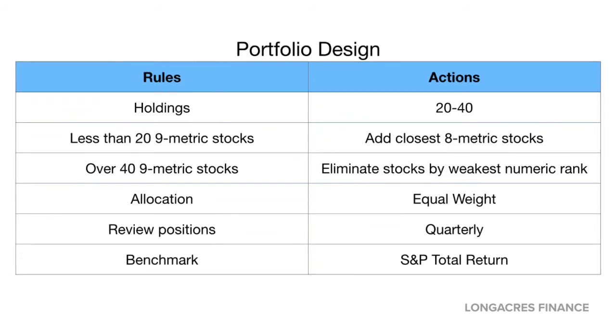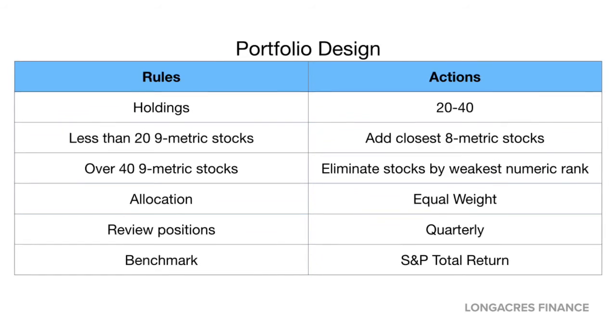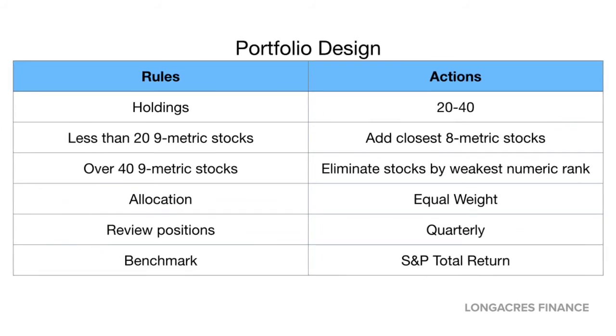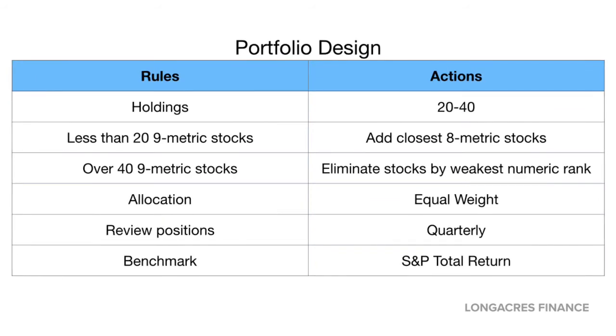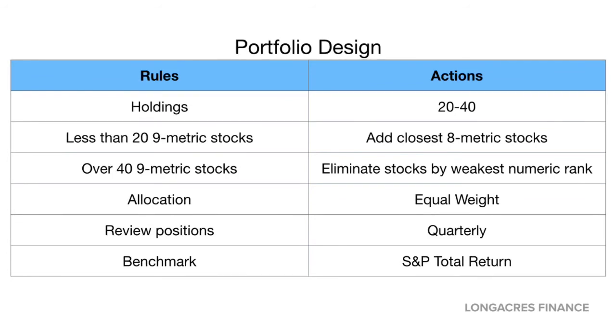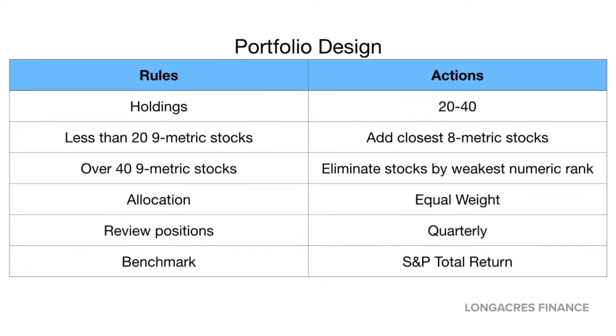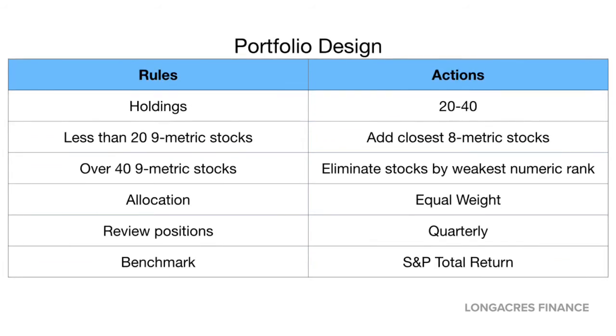If the screener returns less than 20 stocks that meet all 9 conditions, the closest stock with 8 conditions will be added. The dividend, revenue, or earnings per share growth metrics will be used to decide. If the screener returns more than 40 stocks that meet all 9 conditions, the stocks with the lowest dividend, revenue, or earnings per share growth rate will be excluded. The portfolio will be equally allocated to all included stocks, to the best of my ability, and with incurring the lowest amount of tax liability.